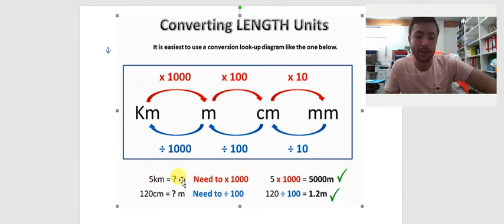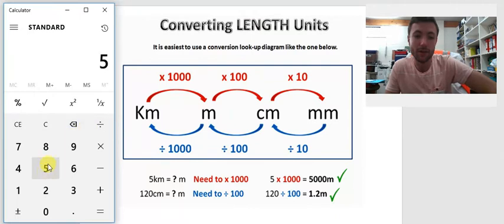Let's have a look at a little example. If we wanted to go from kilometers to meters, because there's 1,000 meters in a kilometer, we're just going to times it by 1,000. So we get 5 times 1,000 meters, which gives us 5,000 meters in total, and we can see that right here.